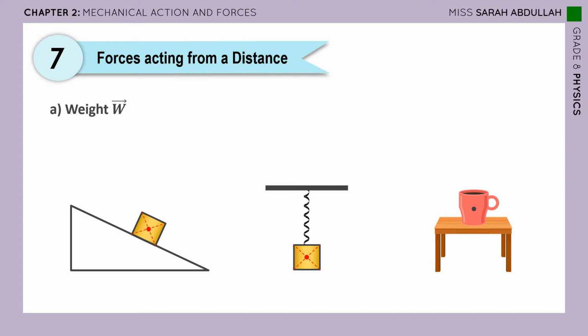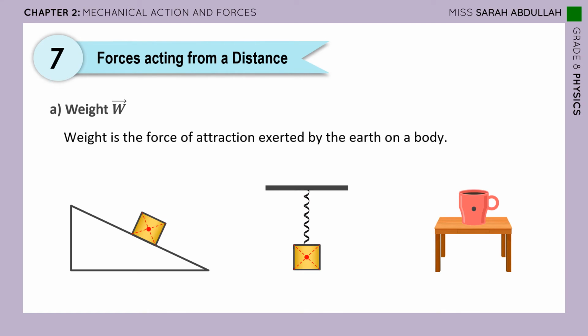Weight. When we talk about force acting from a distance, what is the first thing that comes to your mind? Maybe if you just simply let go of your phone right now, it will fall to the ground. Don't do that, but if you did, it will do. Why is that? Because there is some kind of force, right? Exerted, or a force of attraction exerted by the earth on the body that you're holding. So something is pulling this body down to the ground.